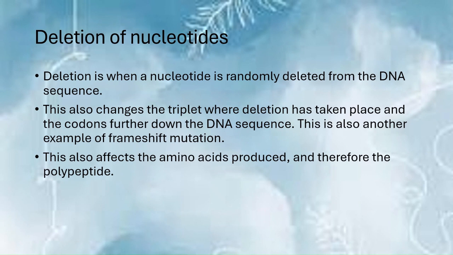Deletion of nucleotides. So deletion is when a nucleotide is randomly deleted from the DNA sequence. This also changes the triplet where deletion has taken place and the codons further down the DNA sequence. This is also known as an example of frameshift mutation. This also affects the amino acids produced and therefore the polypeptide.